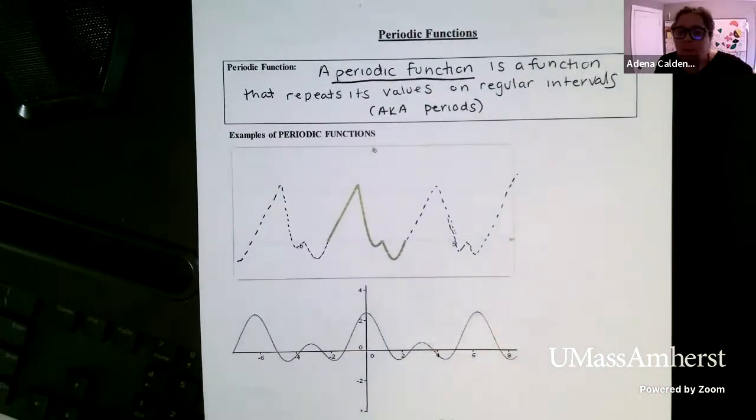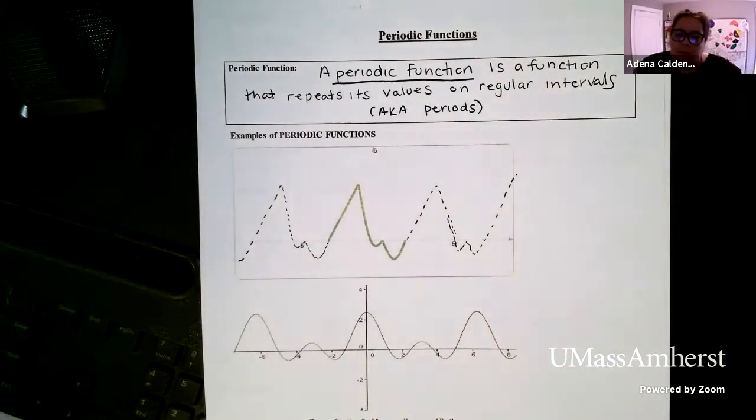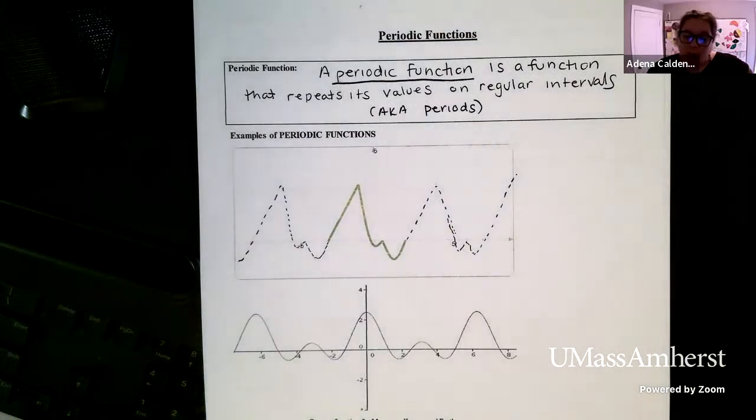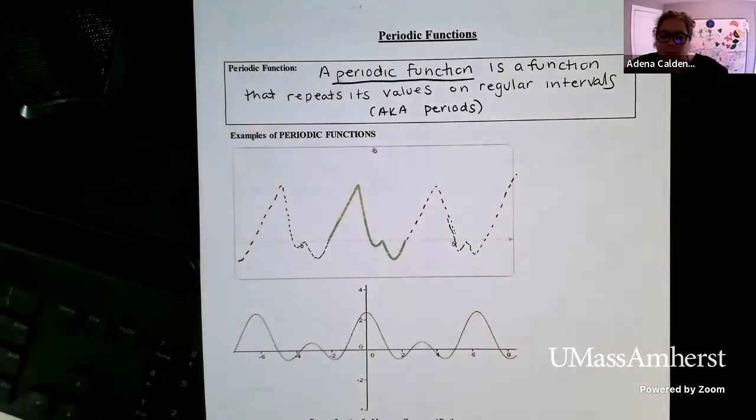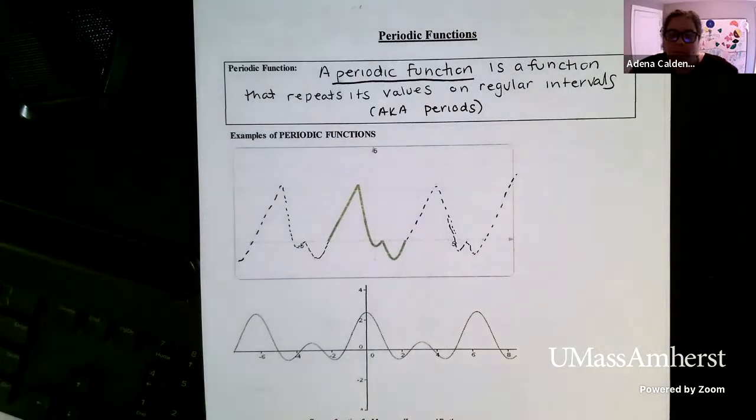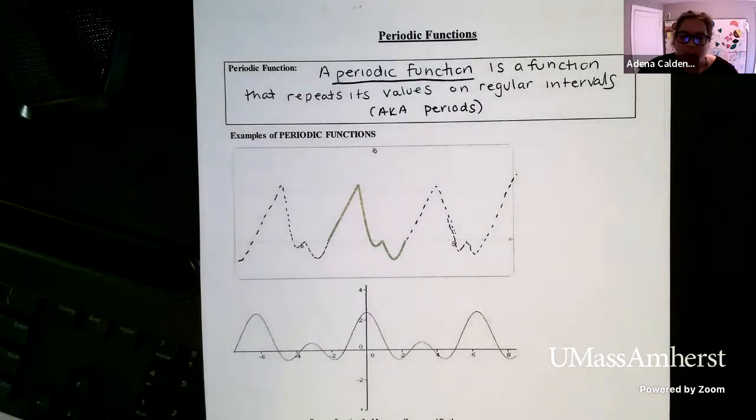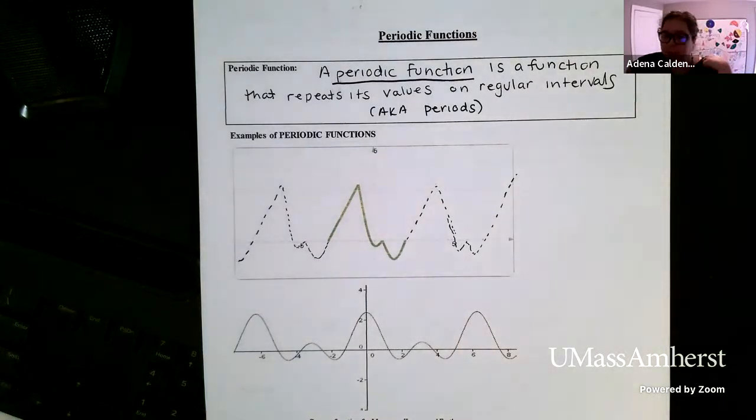Today we're going to be talking about periodic functions. We're going to start with the most general description of periodic functions. Then we'll think about how we're going to be using periodic functions in this class and which ones are most applicable to what we'll be doing. A periodic function is any function that repeats its values on regular intervals. Those intervals that repeat are called periods. One period is how long it takes to repeat.